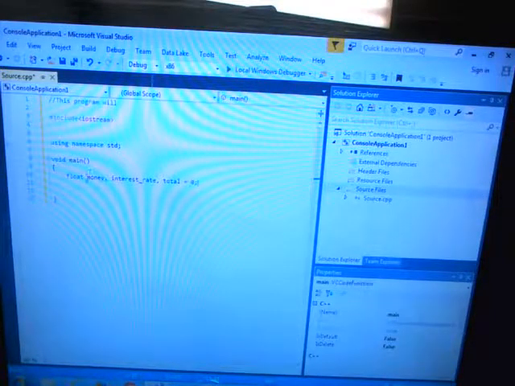Money's not going to change. Money's going to be inputted by the user. That's how much money the person's going to deposit originally. Interest rate won't change. The person will input that. All right.